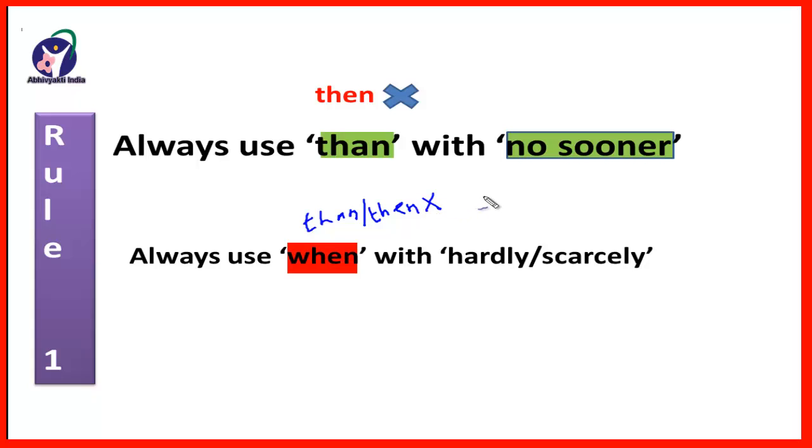So whenever there is a sentence with no sooner than and hardly or scarcely when, first check these two things. For no sooner, whether than is used or not, and check its spelling. And if hardly or scarcely is used, then check whether when is used with it or then is used with it. If then is there, then this is a mistake.